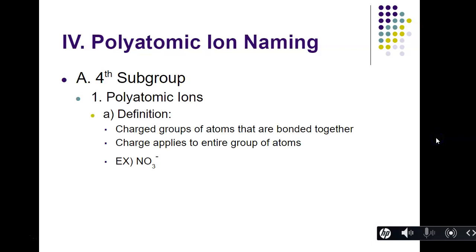So we talk about polyatomic ion naming. First and foremost, a polyatomic ion is a charged group of atoms that are bonded together. And the important thing to note is that the charge applies to the entire group of atoms.